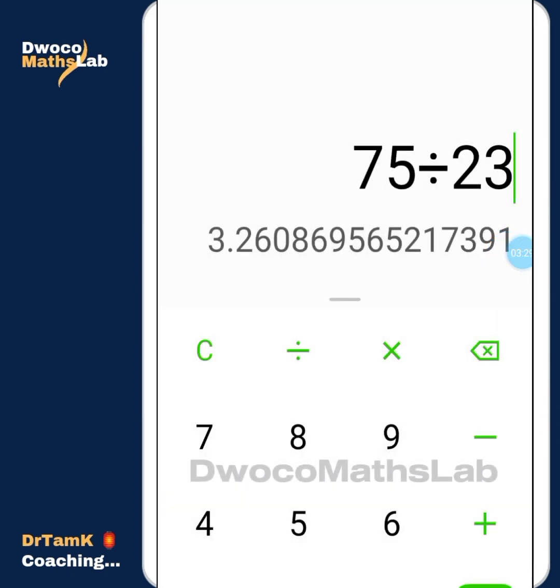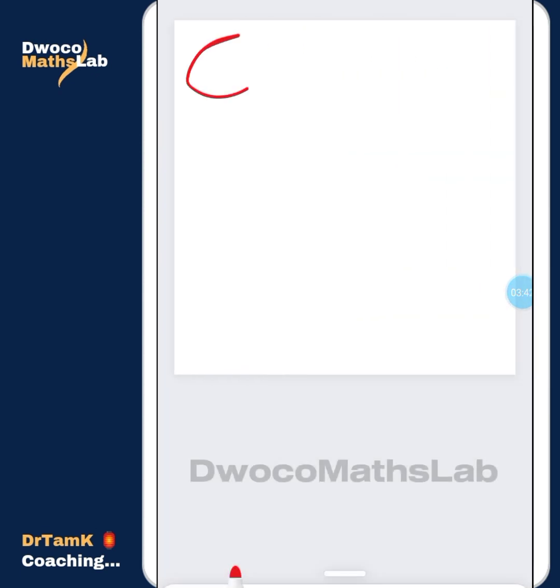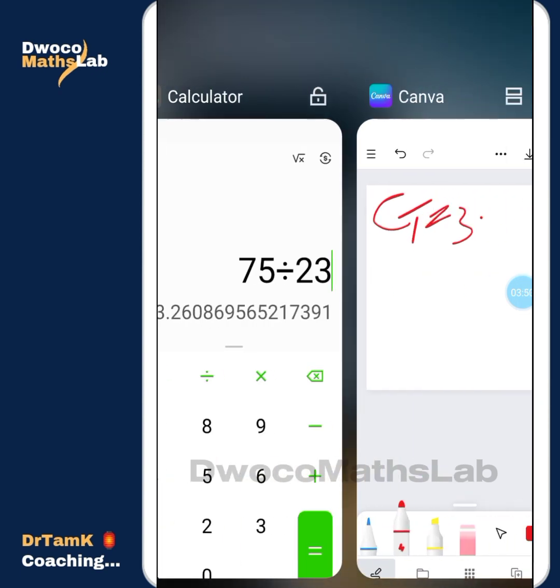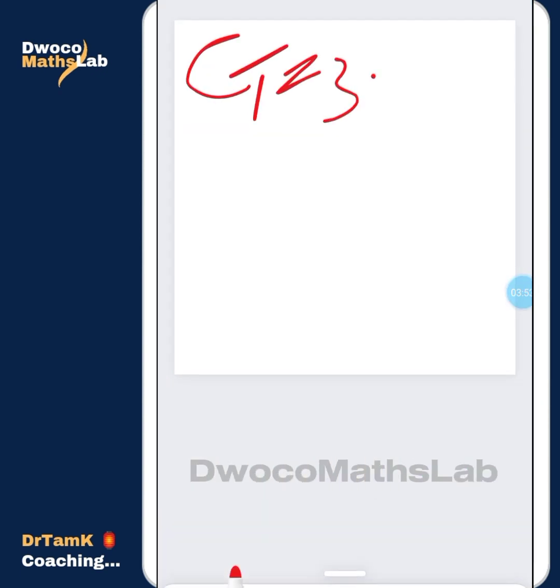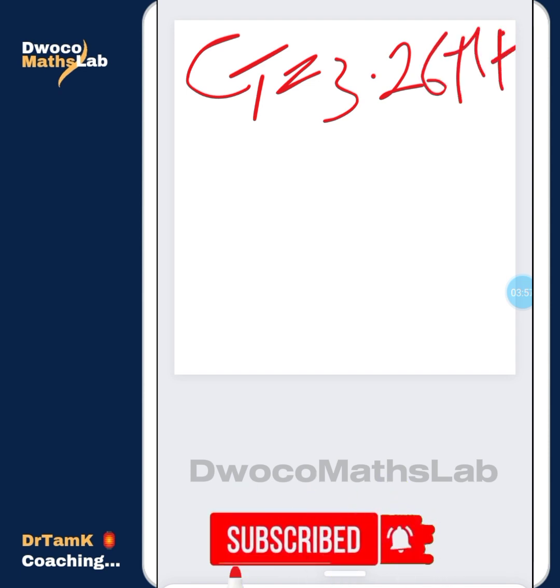If you grab a calculator, 75 by 23 gives us 3.26086 approximately. It's going to give us 3.26, approximately. That will be our value. So that's going to give us Ct, the net capacitance, about 3.26. Remember this is in microfarad.